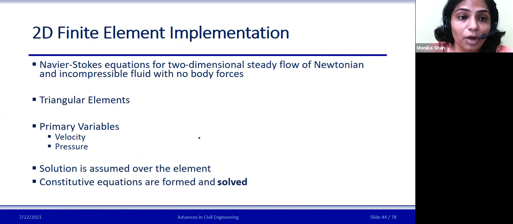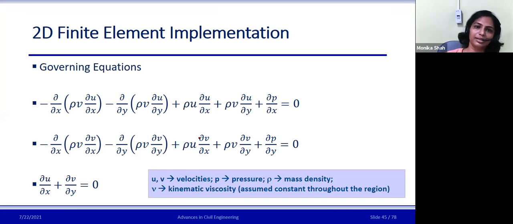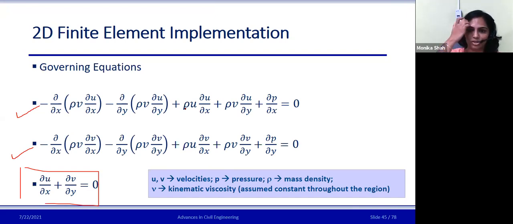So in a two-dimensional problem, if we want to find the finite element implementation, then our aim is to go for the Navier-Stokes equations, and we are going to consider that my flow is steady and incompressible, definitely, because we are talking about liquids right now. I'm considering the triangular element over here, and my primary variables are the velocities and the pressure, right? In this particular condition, this is my Navier-Stokes equation. That would be the variation in x direction. This is my variation in y direction. This is the ultimate equation where u and v are the velocities. u is the velocity in x direction, v is the velocity in y direction, rho is the mass density, and p is the pressure.